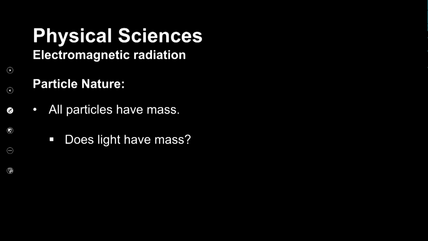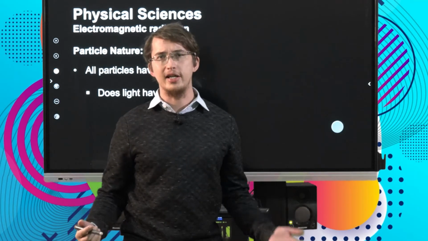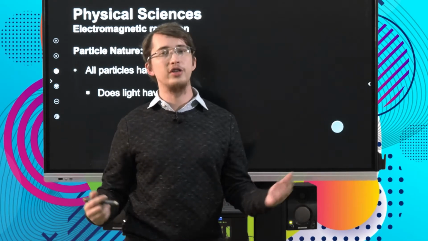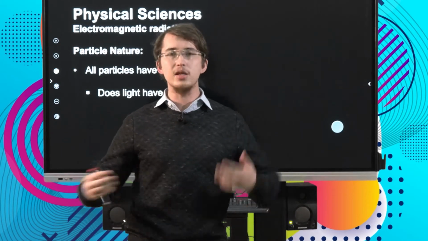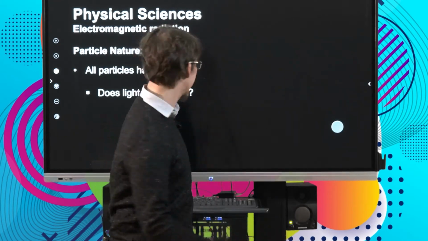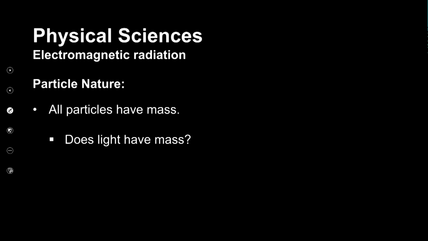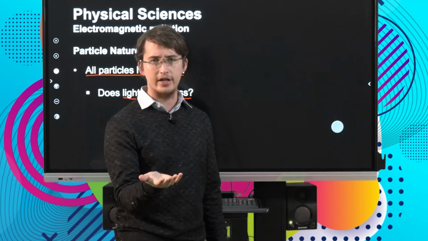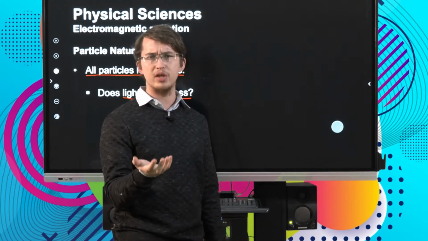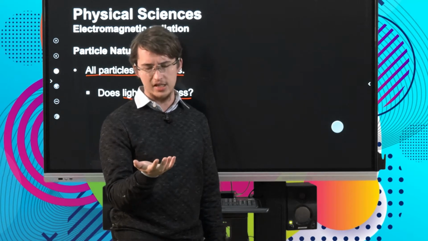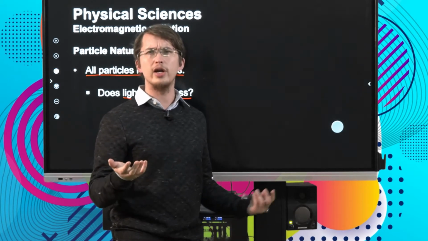What about the particle nature of electromagnetic radiation, though? We've been focused on the waves, so where does the particle aspect come in? Well, we already said that all particles have some mass. Does this mean that light has a mass? If I stand here in this room and hold my hand out, there are lights shining on it. Am I holding something with mass? It certainly doesn't feel like it. So what's going on here?